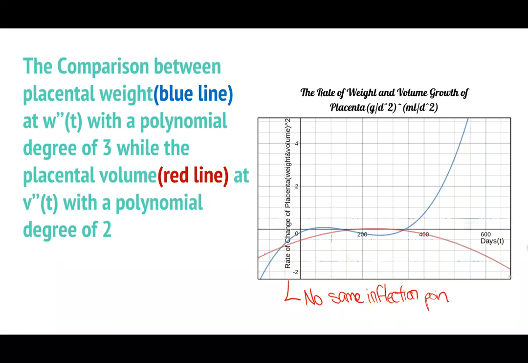So we want to see a comparison of whether they have the same inflection points. When you look at it with W double prime of T equaling 0 and V double prime of T equaling 0, they don't have the same inflection points at all.